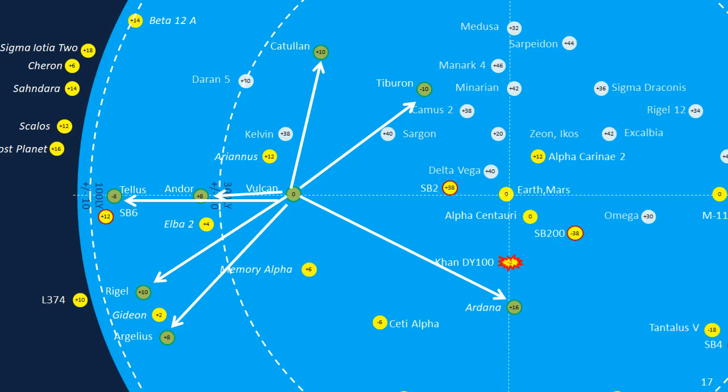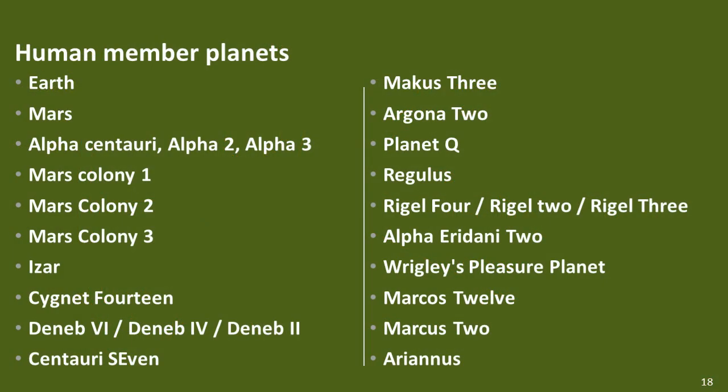The theories would need to be so thin and vague as to make placing these systems pointless. Regardless, these 8 systems are probably the ones that I'm most interested in identifying. Let's now try and look at the human member planets, or at least we'll try to.